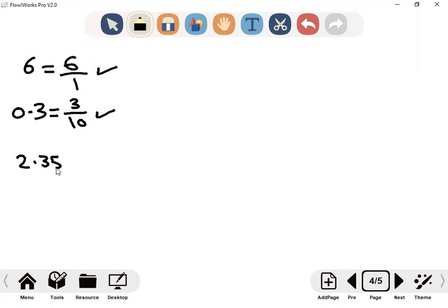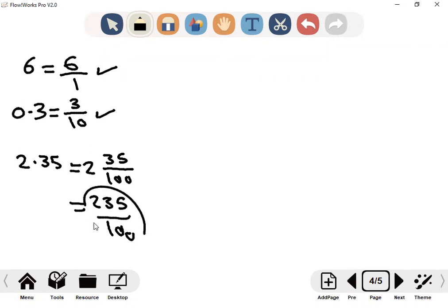2.35. Before you answer me if this is rational or not, can we write it in the form a over b? Let's check. 2.35 is 2 and 35 over what? Over 100, check. And this is a mixed number, right? Can we turn the mixed number into a fraction? Yes. 100 times 2 plus 35 over 100, check. So this is equal to 235 over 100. It is what? A rational number.